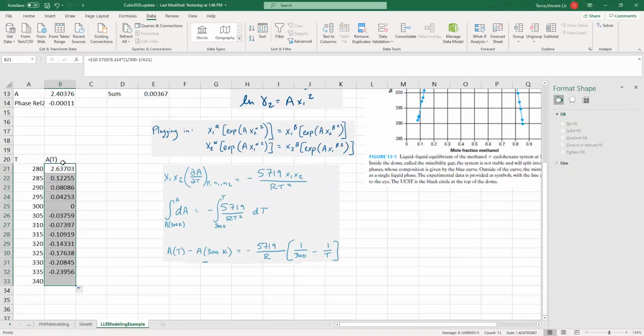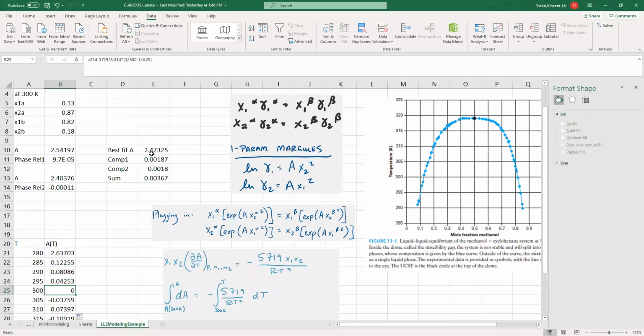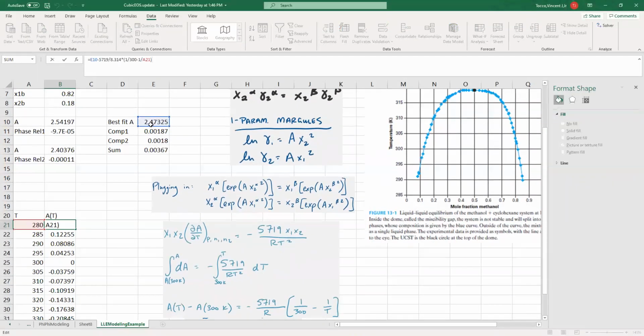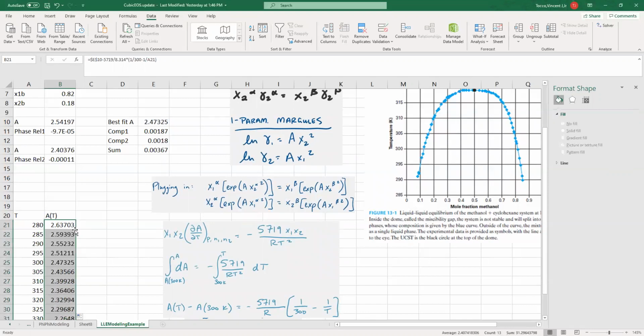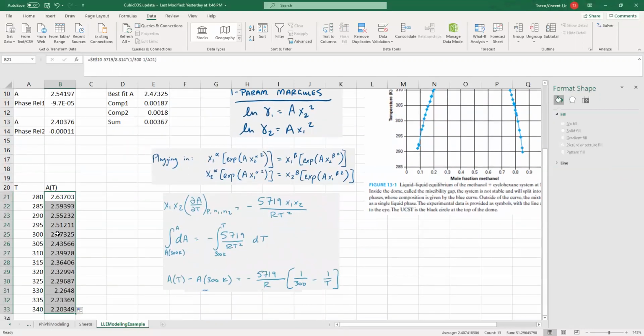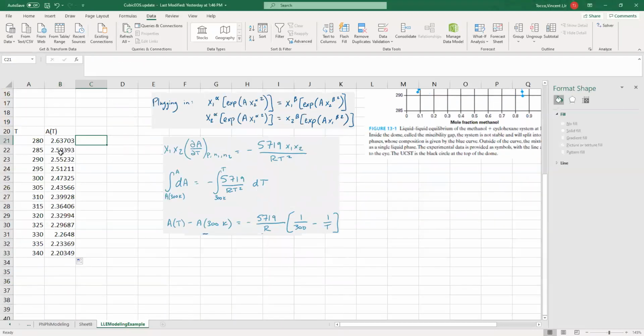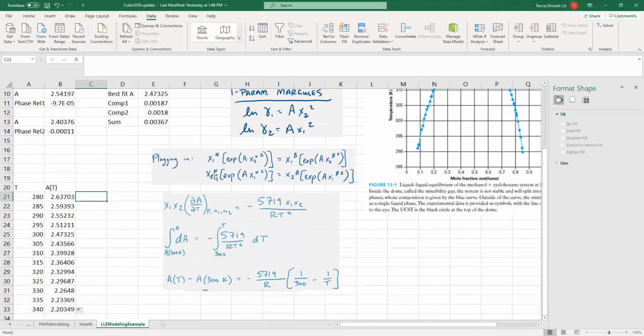All right, so we've got A is... I missed a parenthesis. How do I know that? Because I know that A of T should be 2.47. Actually, I didn't miss a parenthesis. I missed a dollar sign. So E10 has to be dollar signed. All right, copy that all the way down. And at 300 Kelvin, I've got 2.47. Yep, perfect. So this is my A parameter as a function of T.